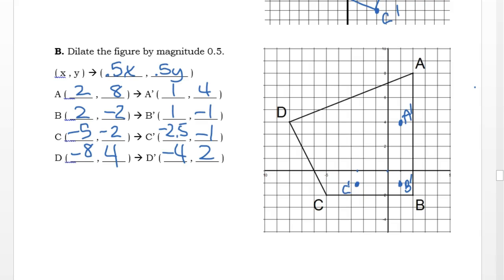And D is negative 4, positive 2. Here is the new D. A to B, B to C, C to D, and D back to A. And that looks to me like the same shape, it just got smaller.